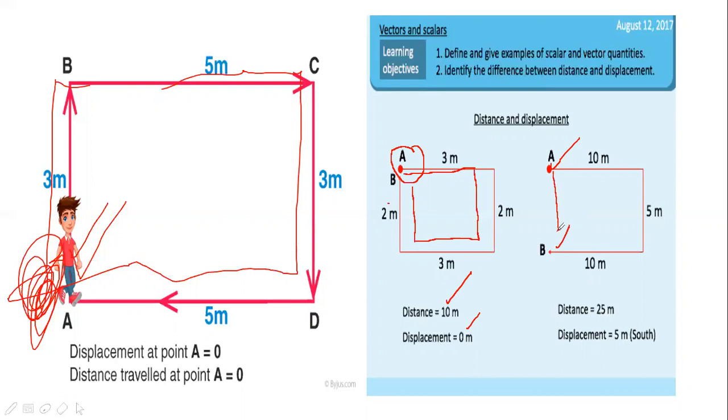Now in this case, the initial position is A and the final position is B. This distance is 5 meter, so displacement is 5 meter. This is the distance traveled, this is also traveled by the body, and this is also traveled by the body. So 10 plus 10 plus 5 will become 25. So distance is 25 meter.